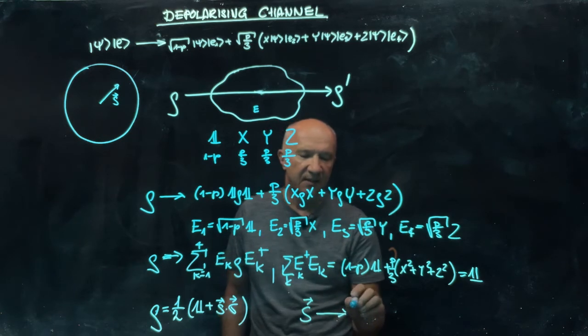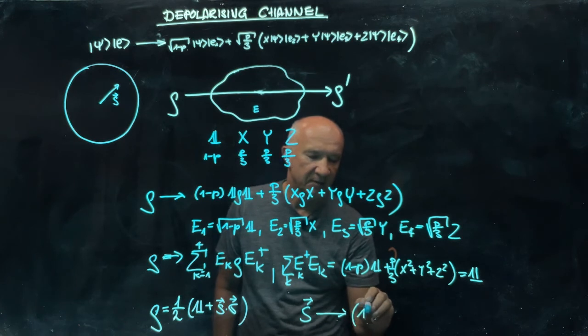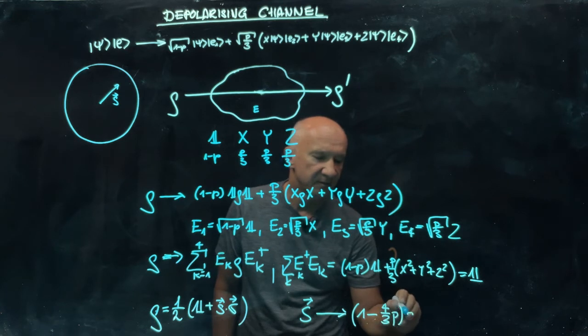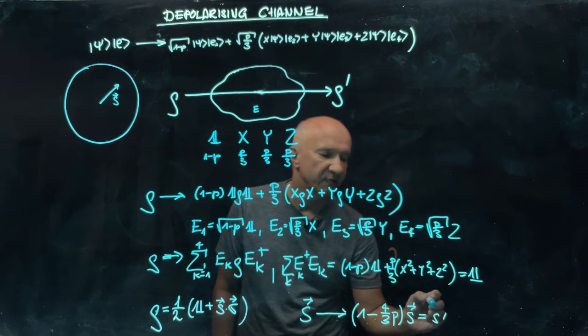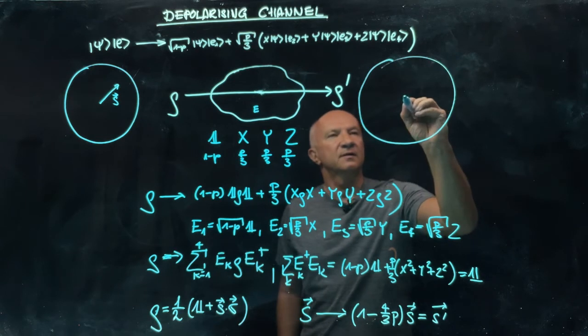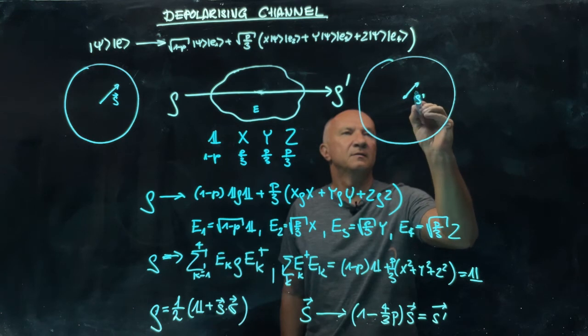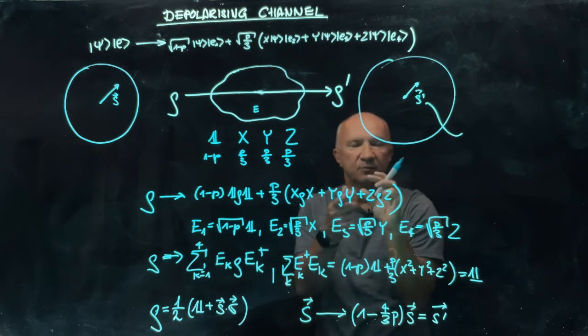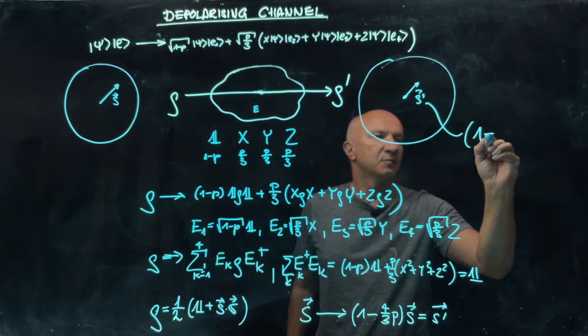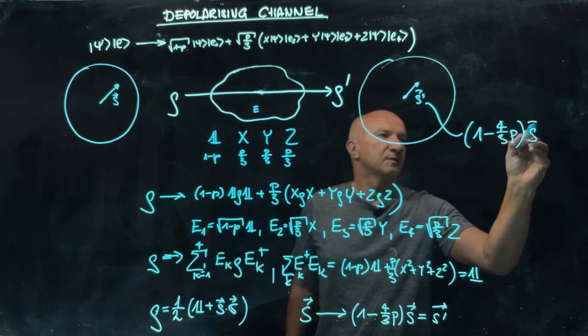So S is contracted by the factor 1 minus 4 over 3 p, times the original vector. So this is our new vector, our new Bloch vector S prime. So what you have here at the output is a new Bloch vector S prime, which is contracted by the factor 1 minus 4 over 3 p times S.